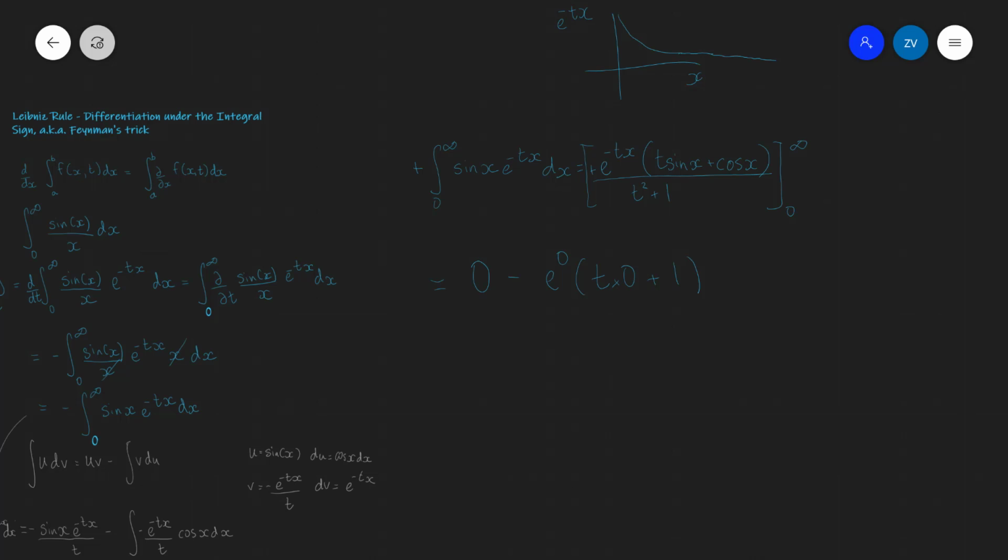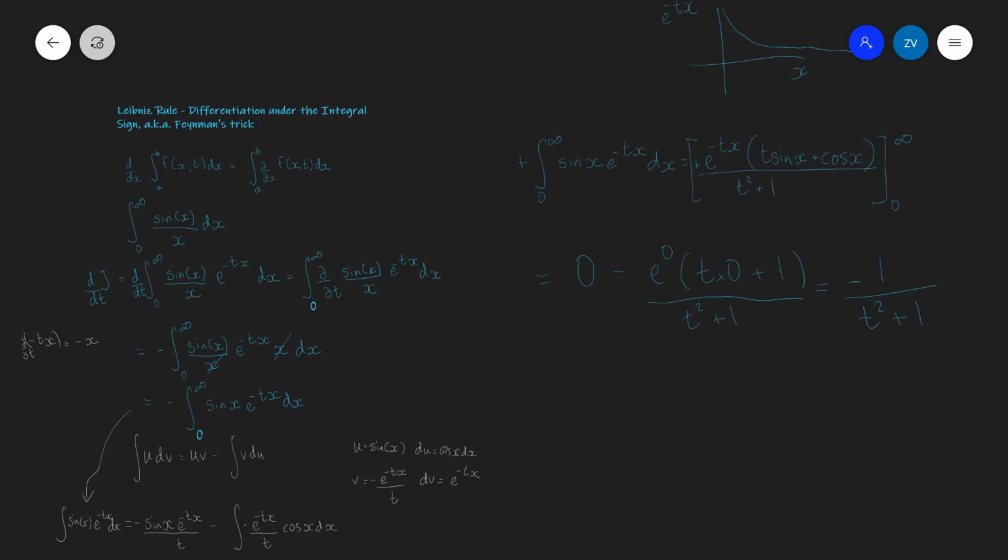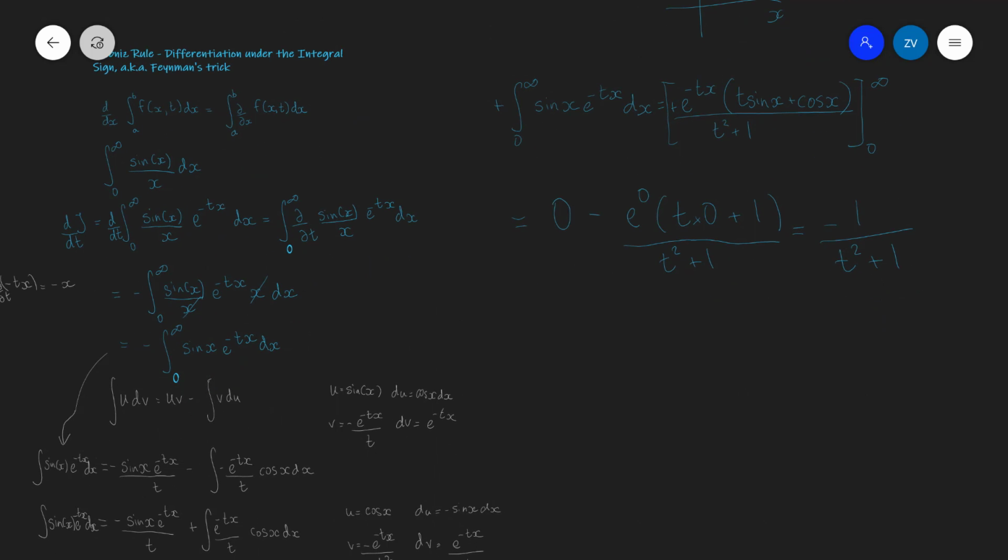So that will be like that, and there's no x underneath, so we're just going to essentially write down t squared plus 1 over here, so t squared plus 1. Now this will then of course be equal to e to the 0 is 1, so this will just be minus 1 over t squared plus 1. We are definitely approaching the end of this very tricky integral.